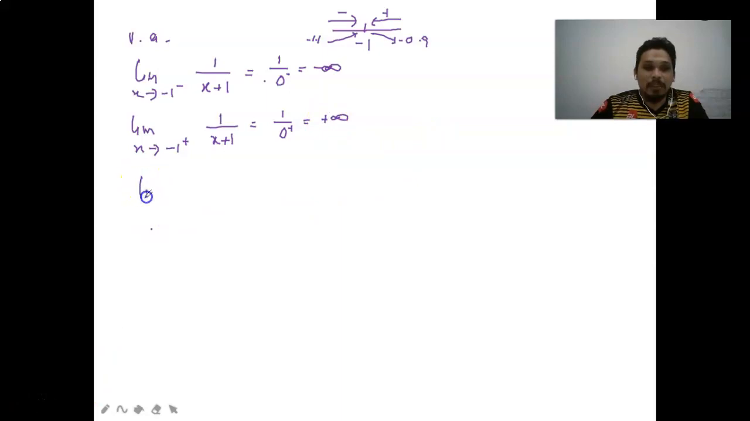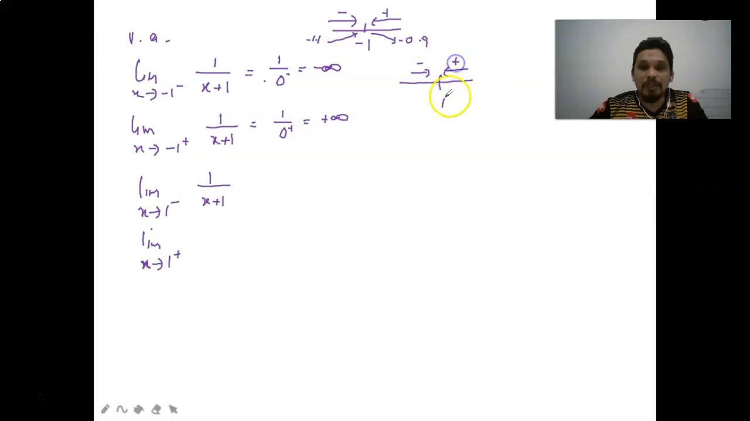Now for the limit when x approaches 1 from the left, of the function 1 over x plus 1, and also the limit of x approaching 1 from the right. Approaching 1 from the left side, and also from the right side. I choose any value from 0 to 1, let's say 0.9, and the value here, which is 1.01.